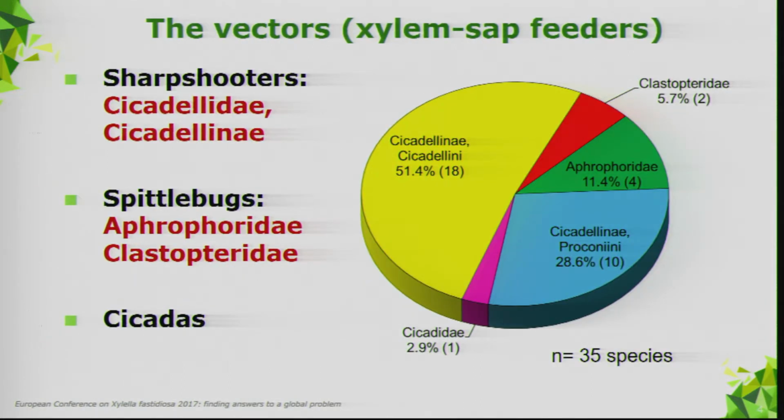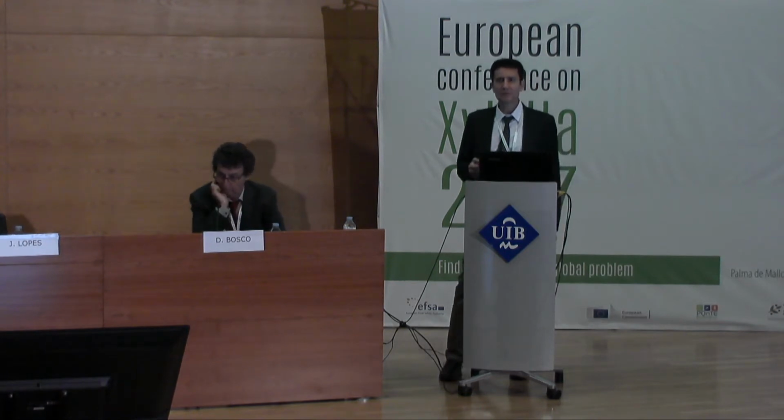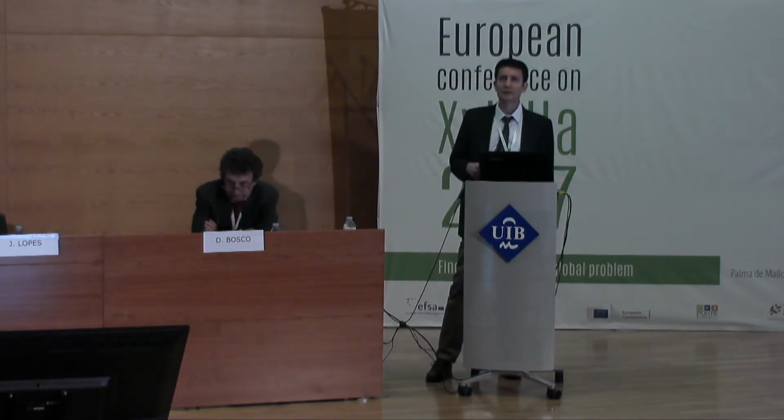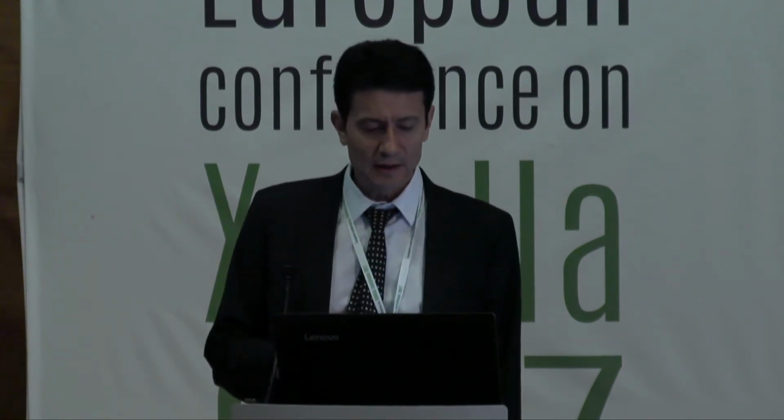So vectors of Xylella are diverse. Because the bacterium is xylem limited, the vectors are groups of Auchenorrhyncha that are specialized in xylem feeding. So you have the sharpshooters as a major group. There are the leafhoppers in the subfamily Cicadellinae. There are two tribes, Cicadellini and Proconiini, that represent 80% of the reported vector species. But also you have spittlebugs, which in Europe are very important. We have some families like Aphrophoridae, Clastopteridae, Cercopidae, which also contain vector species. And one or two reports of transmission by cicadas, which are also xylem feeders.